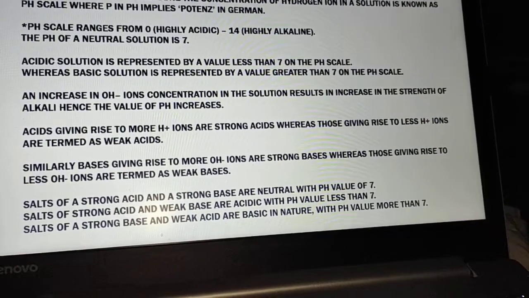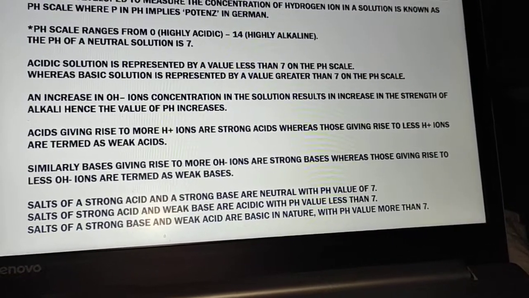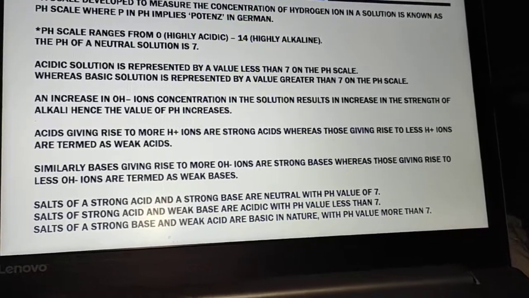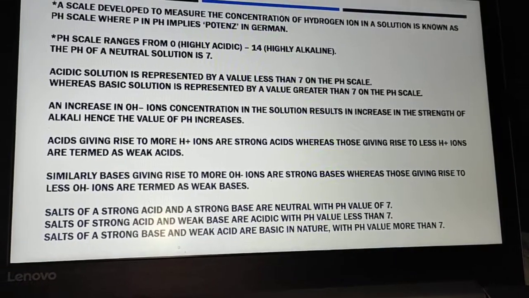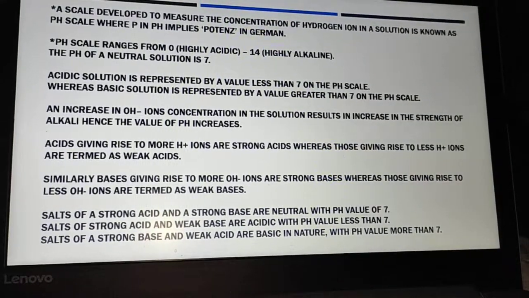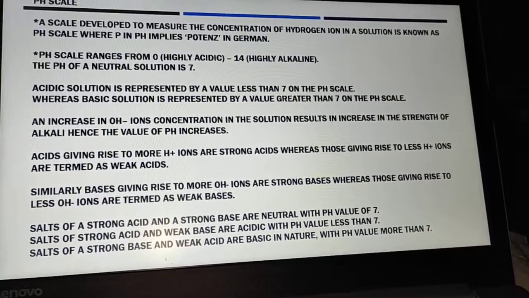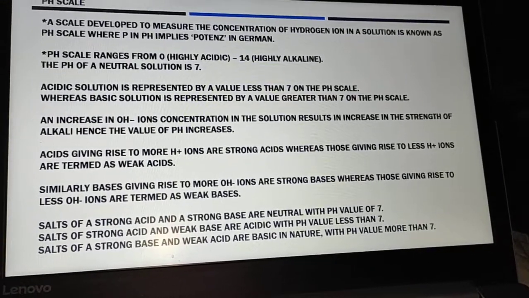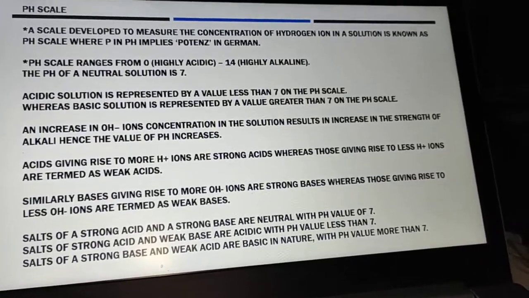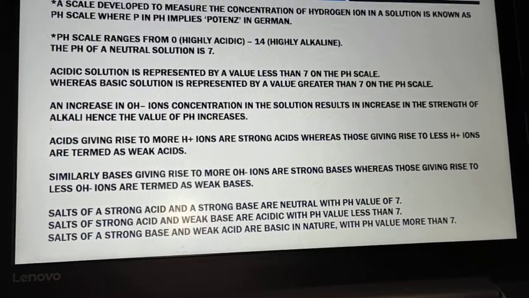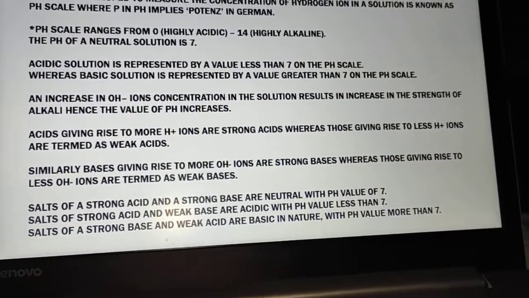Whereas if the H+ concentration keeps increasing, our pH scale notation will decrease from 7 to 0. If it is 1, that means acidic in nature. If you are dealing with 6.5, that is a weak acid. If you are taking 8.59, that is a weak base. If you are taking 13.5, that is a strong base. That is the difference between the ranges.